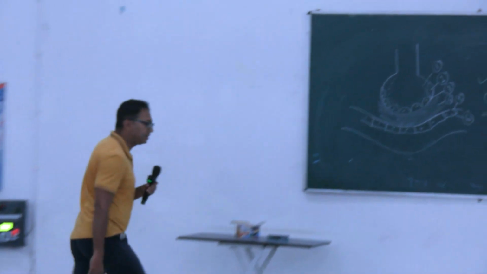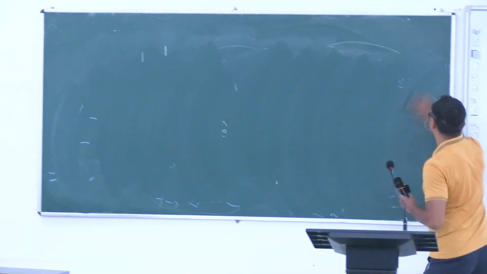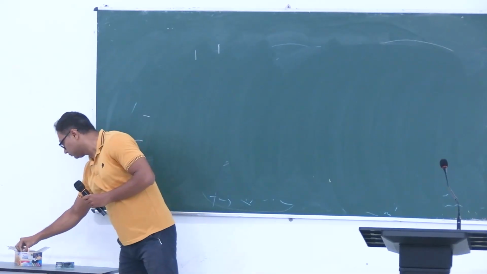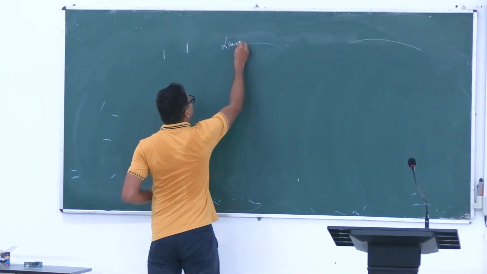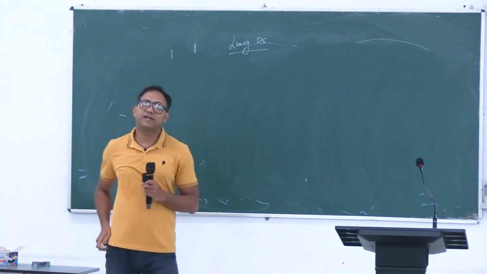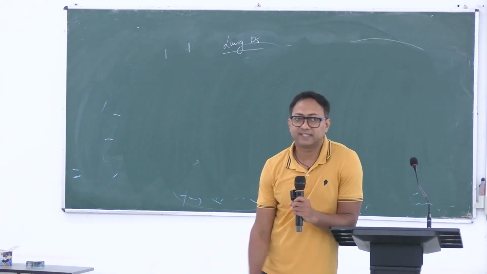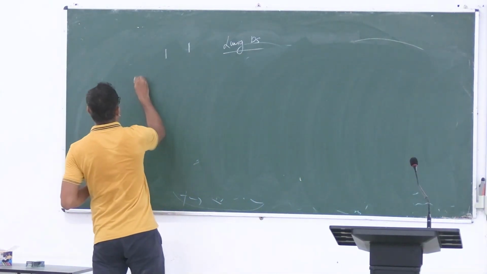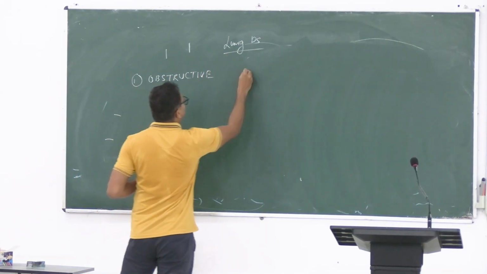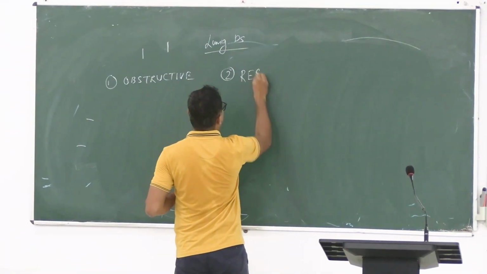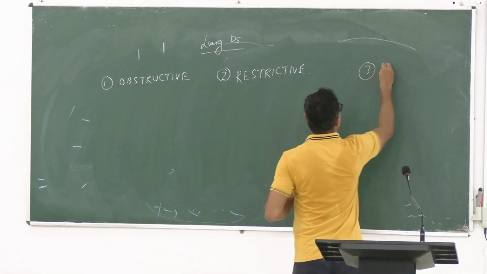Again, write it down because it is not given in your book. So lung disease, we are classifying lung disease. So there are basically three major classifications. One is obstructive, two is restrictive, and three is vascular.